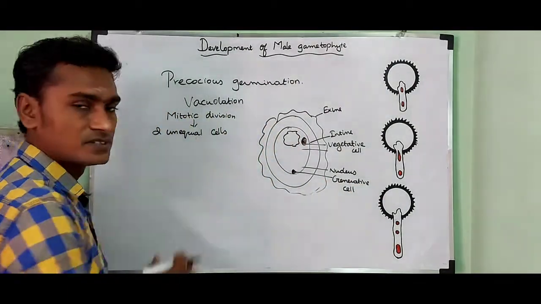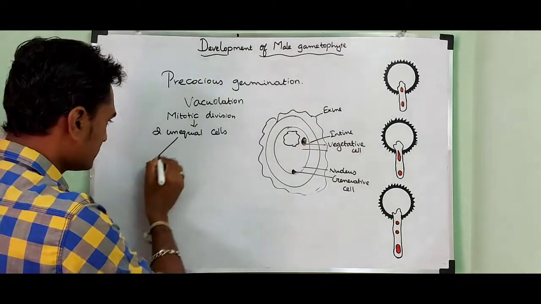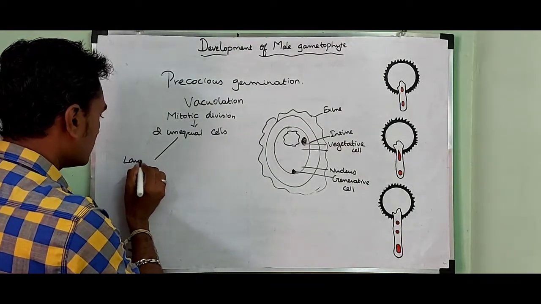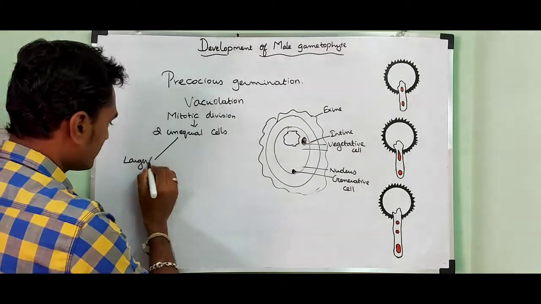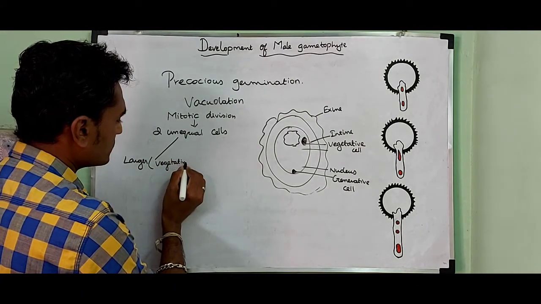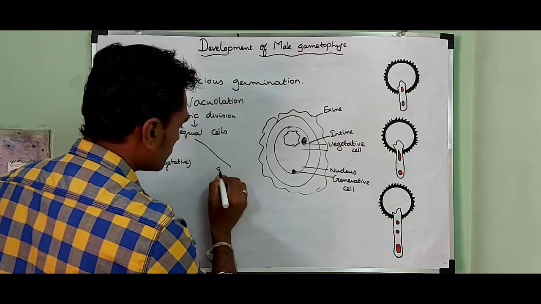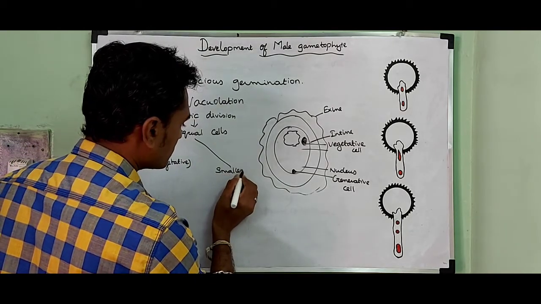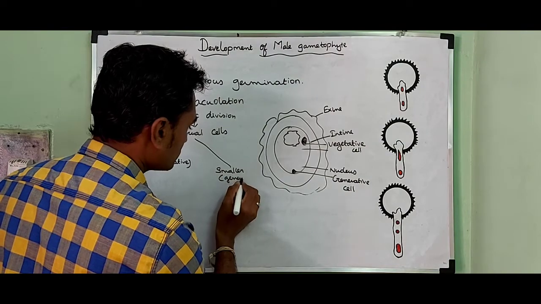So when we say two unequal cells are formed, what do we call the larger cell? The vegetative cell. The larger cell is called vegetative cell. The smaller cell is called generative cell.